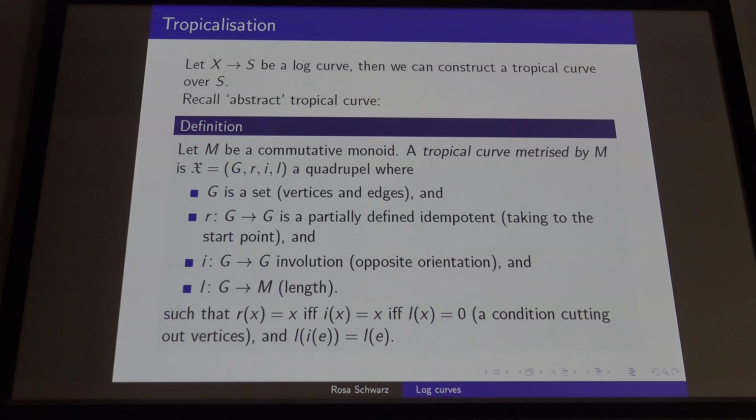If your monoid was like R greater than or equal to 0, then you would get what you expect to call a length, just a number. Length is 3.5. That's something. Right now, our length is something in a monoid.